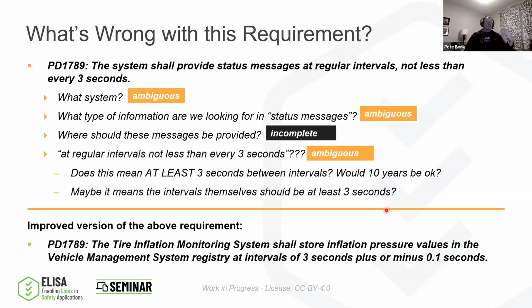So we rewrite it, and we define what the system is. The tire inflation monitoring system shall store inflation pressure values in the vehicle management system registry at intervals of 3 seconds plus or minus 0.1 seconds. So we've corrected all of the errors above without specifying what the implementation is, and whoever is going to take this and architect it has a firm understanding of what they need to do.